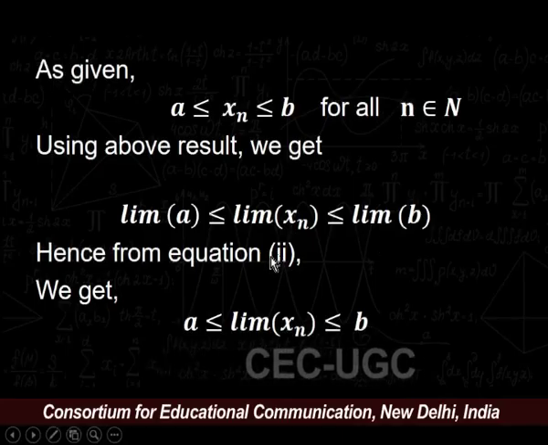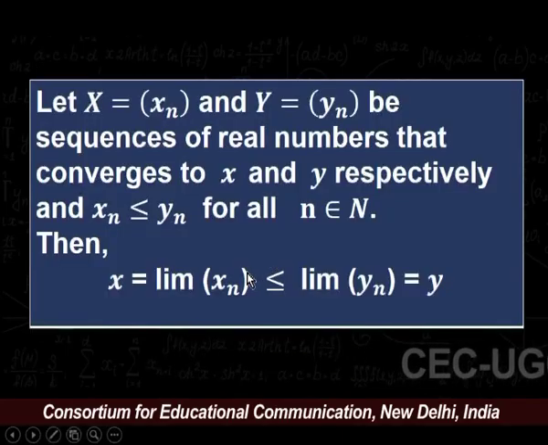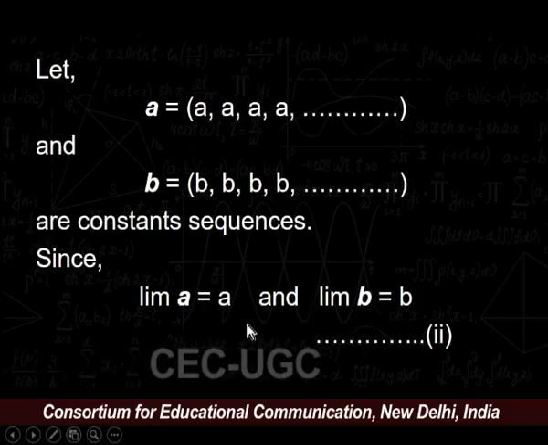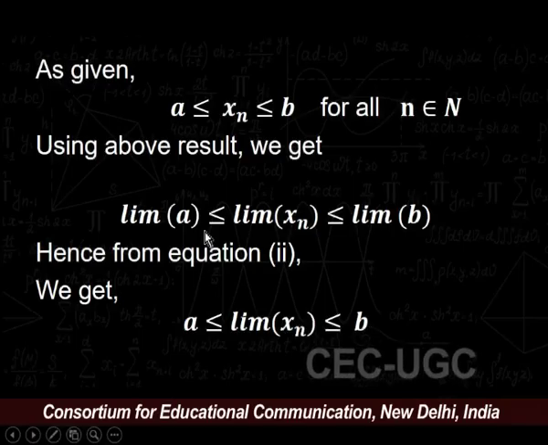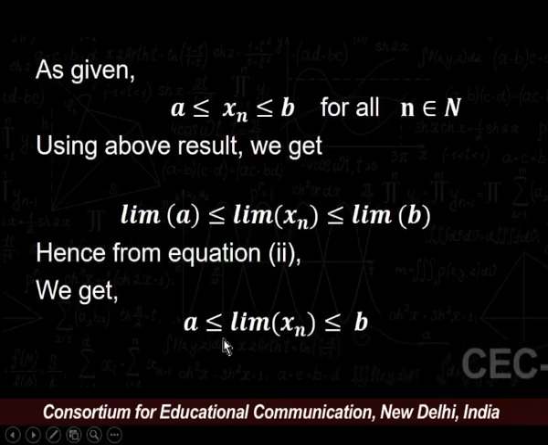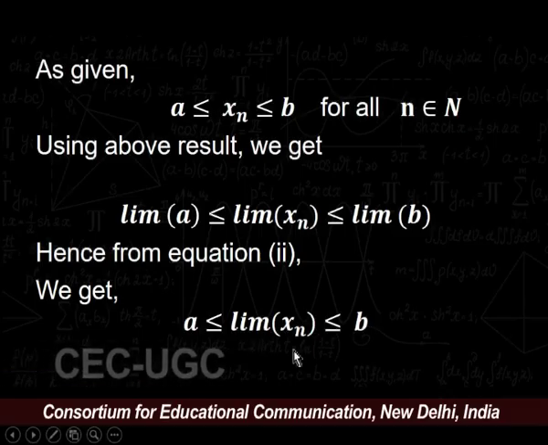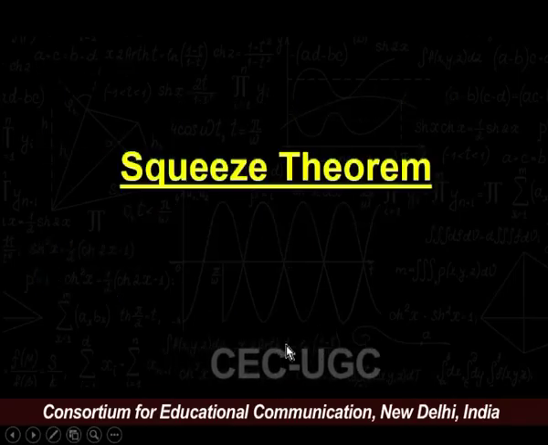And from equation number 2, we get limit of a is equal to a and limit of b is equal to b. If we substitute these values, then we get a is less than or equal to limit of xn and limit of xn is less than or equal to b.